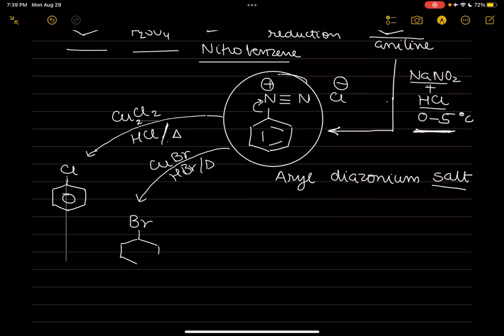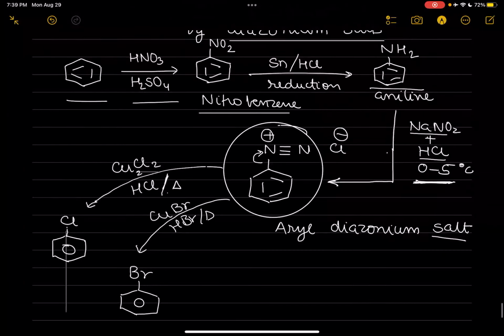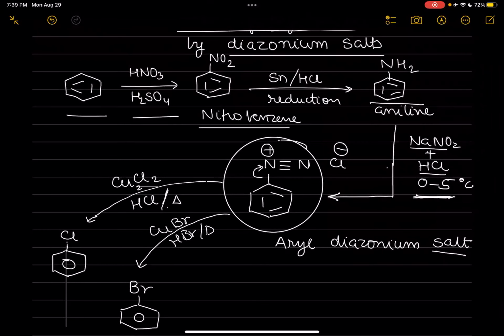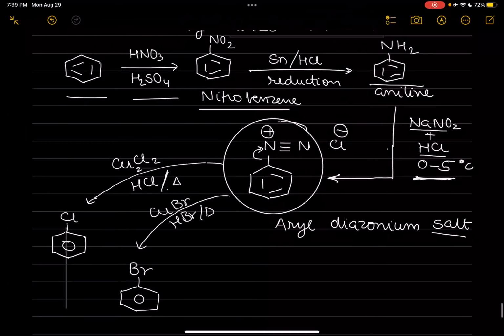Is it clear? Yes, sir. Clear. Okay. But diazonium, you need to prepare it. So it is not a direct way. Sometimes in the question they will give you diazonium directly, or sometimes if it is not given, you need to prepare it from scratch by taking benzene, doing its nitration, doing its reduction. So you get aniline, and from aniline you get the diazonium. Okay. This is the method.